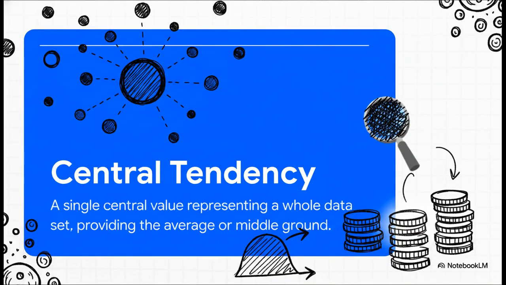Well, the answer is central tendency. Think of it as a single, central value that represents your entire data set. It basically gives us the absolute average, or the middle ground. It takes all that chaos and condenses it right down into one single representative anchor. And honestly, why does this matter? Well, making a $1 million decision requires a baseline. Without knowing the absolute middle ground of your data, you are literally flying blind.